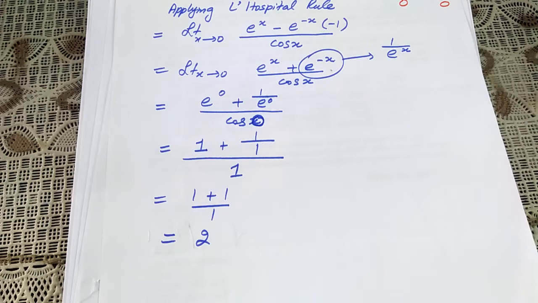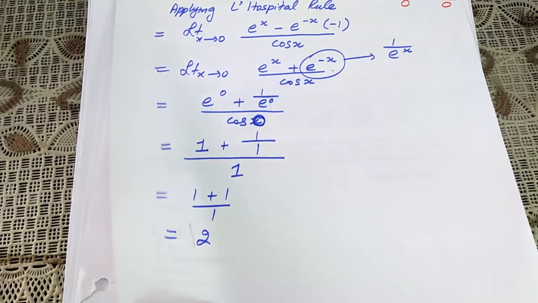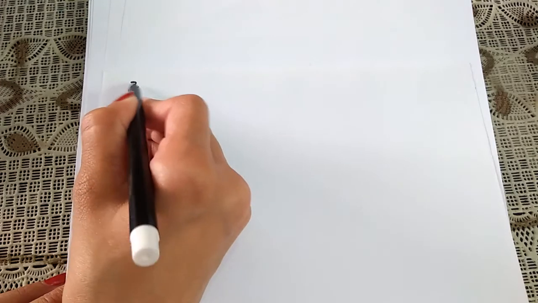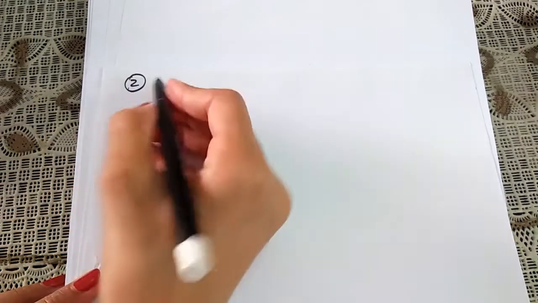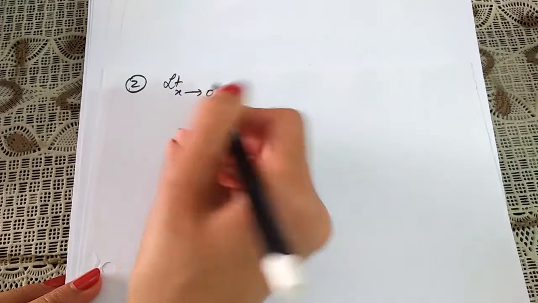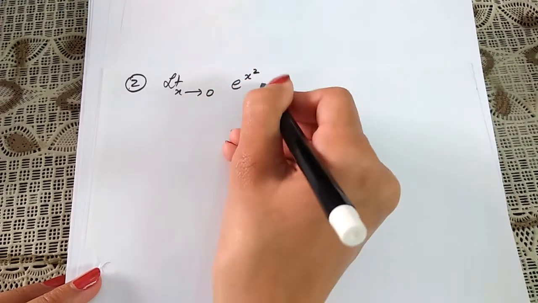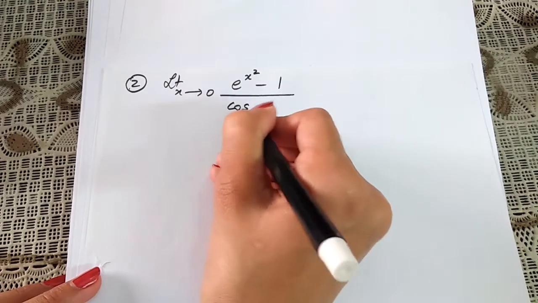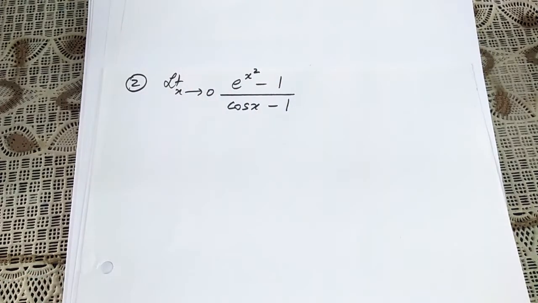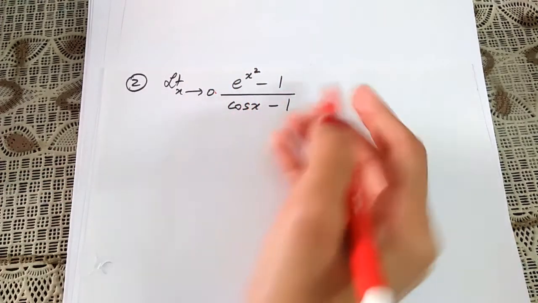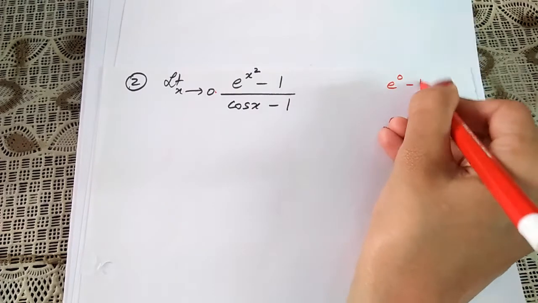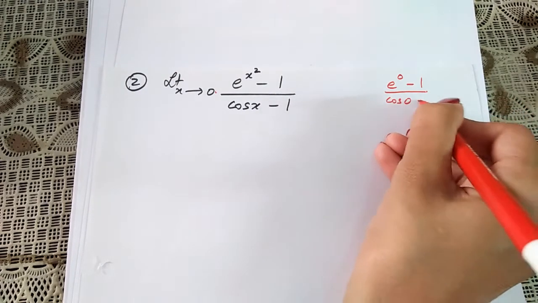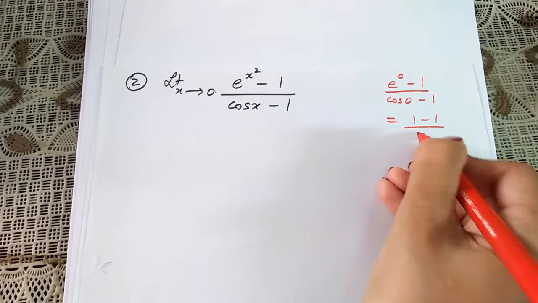Now move on to question number 2. Limit x approaches to 0, e raised to power x square minus 1 over cos of x minus 1. If we put 0 in this function, we get e raised to power 0 minus 1 over cos of 0 minus 1. This will be equal to 1 minus 1 over 1 minus 1.